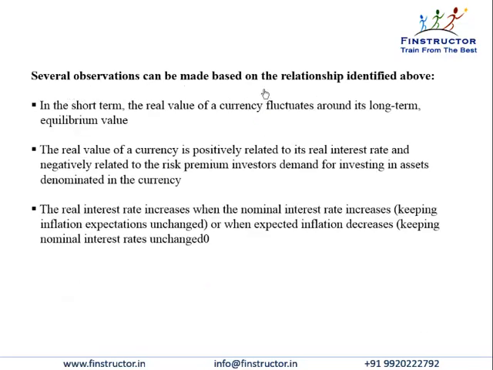So several observations can be based on the relationship that we presented in the previous slide, the last relationship. In the short term, the real value of the currency fluctuates around the long-term value. It is positively related to the real interest rate and negatively related to the risk premium that investors demand for investing in assets denominated in the currency. The real rate increases when the nominal rate increases, keeping inflation unchanged. Or when expected inflation decreases, keeping the nominal rate unchanged, again increasing the real rate of return.